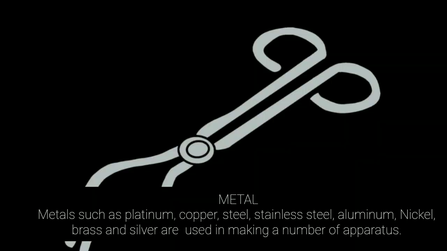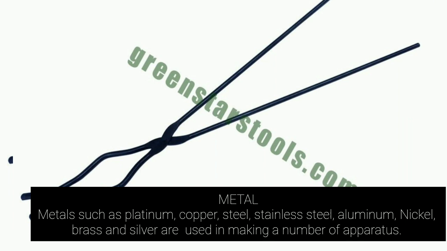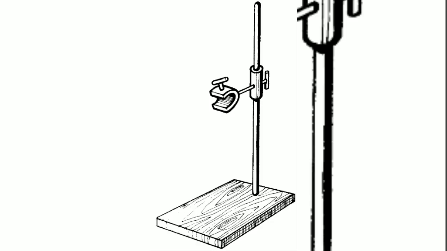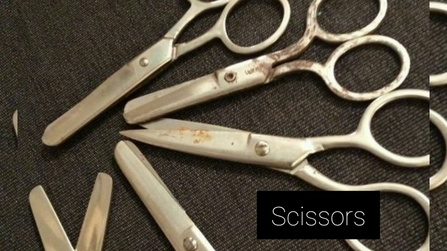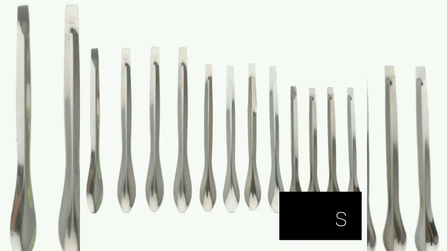We now have metal. Metals such as platinum, copper, steel, stainless steel, aluminium, nickel, brass, and silver are used in making a number of apparatus. Examples of apparatus that are made up of metal are Bunsen burners, retort stand, crucible tongs. We have our scissors. We have the wire gauze, spatula, clips, etc.